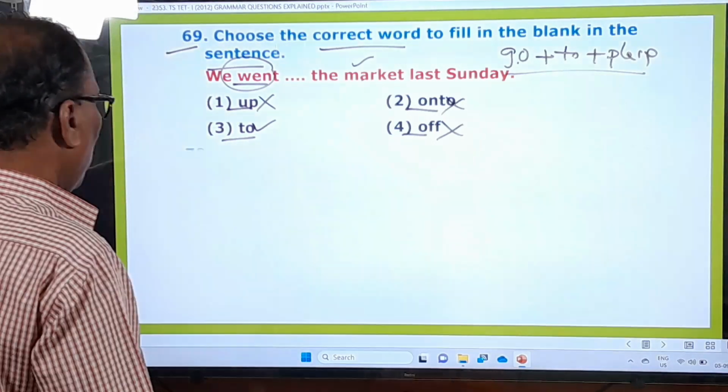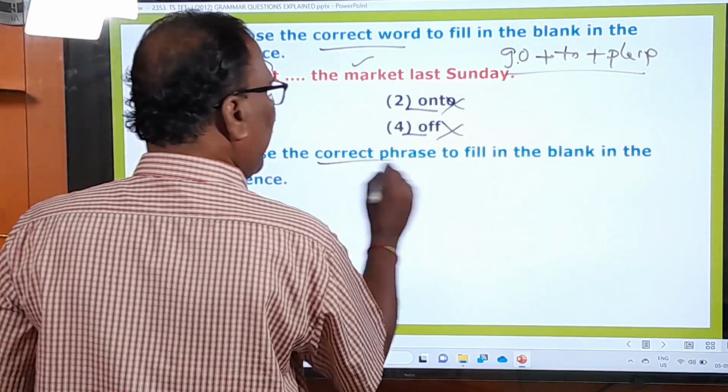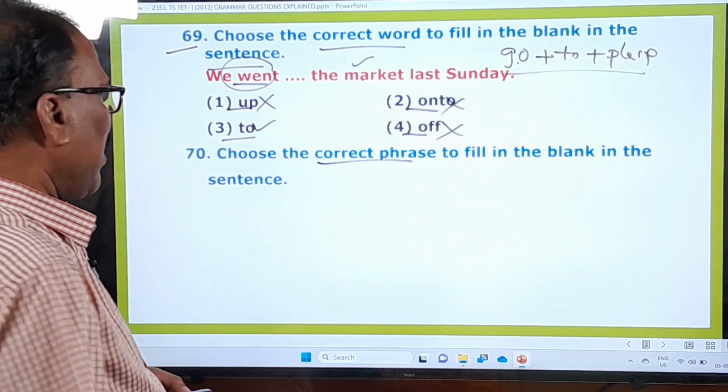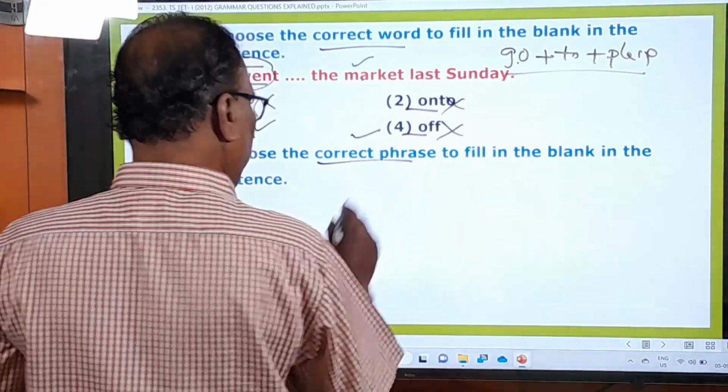Right. Now you go to the next question. Choose the correct phrase to fill in the blank in the sentence. Again, one more fill in the blank question is given, and in this, you have to choose the correct phrase. What is the correct phrase?